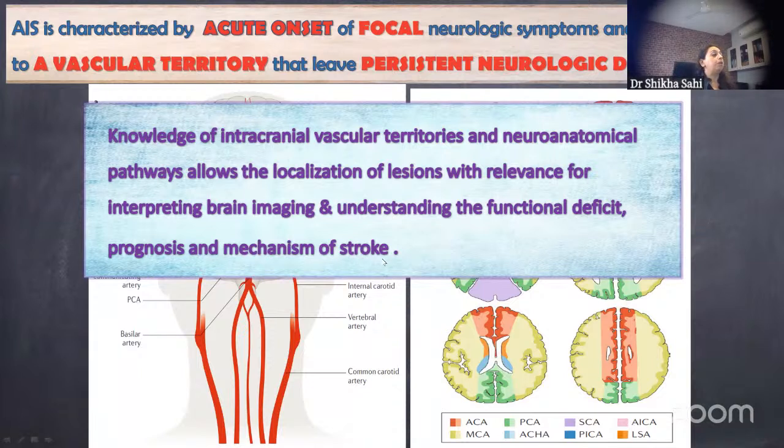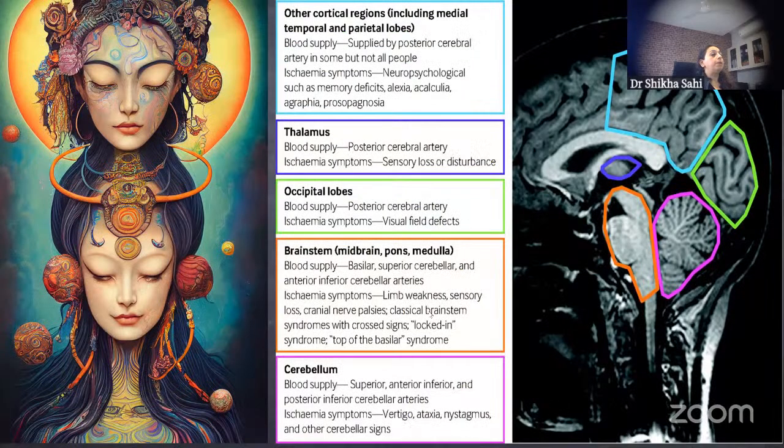So this will help us. This is just an example of how, in a posterior circulation stroke, we can correlate the imaging findings with the clinical picture which we have at the bedside. Like if there is occlusion of the posterior cerebral artery, this supplies the temporal cortical and parietal cortical areas, which could lead to memory deficits, alexia.